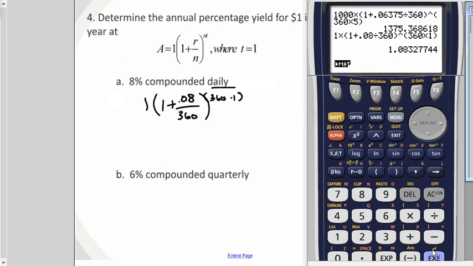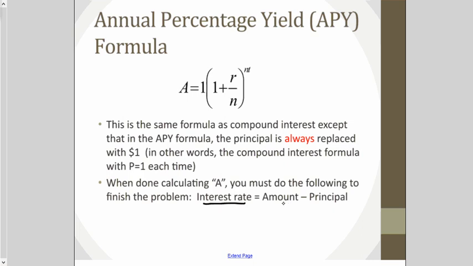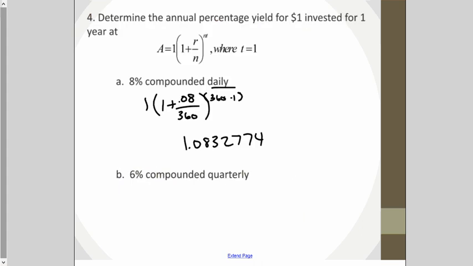Okay, I get 1.08327774. There we go. But if you'll remember, in order to get our final rate, let's go back and look at it. The interest rate is actually equal to the amount minus the principal. And we're starting out with an initial $1 investment. So if I want the yield, meaning like how much it grew by, what I would do is I would subtract off 1. And that's how I get 0.0832774. Probably not all necessary.